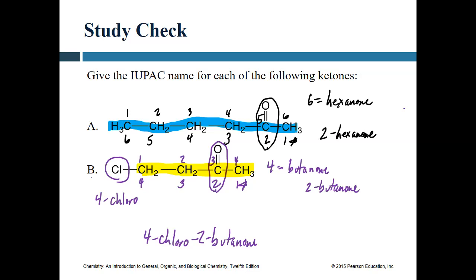For letter B, we have a 4-carbon chain. So this is a butanone. From a numbering perspective, again, we number favoring the carbonyl. So that would also mean right to left. The group on the end is a chloro group. So this would be 4-chloro, 2-butanone.